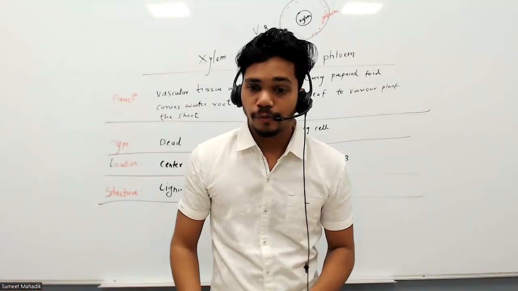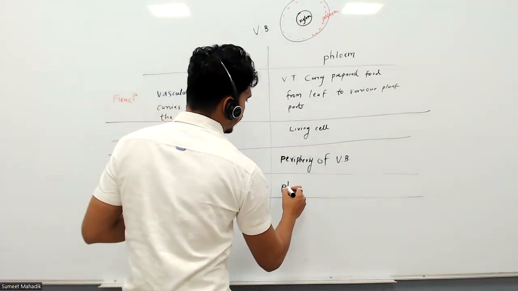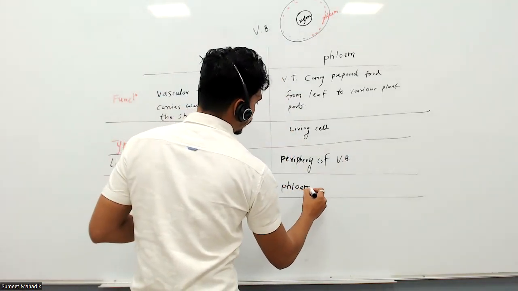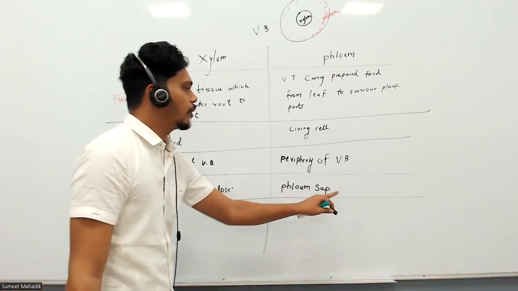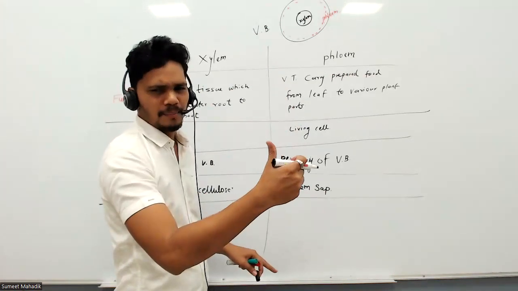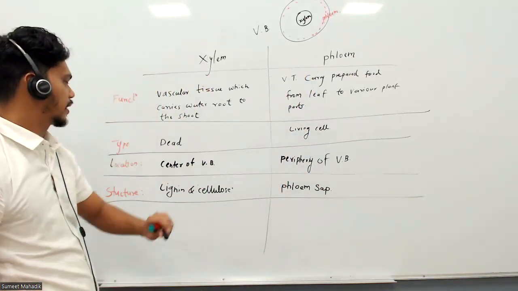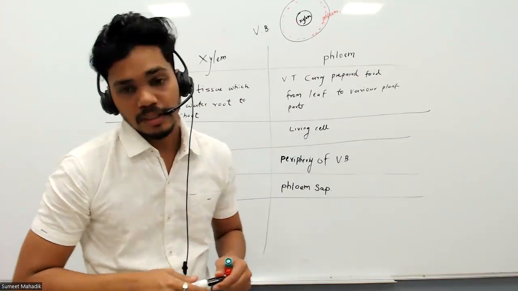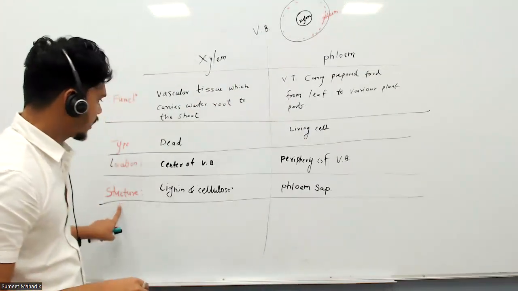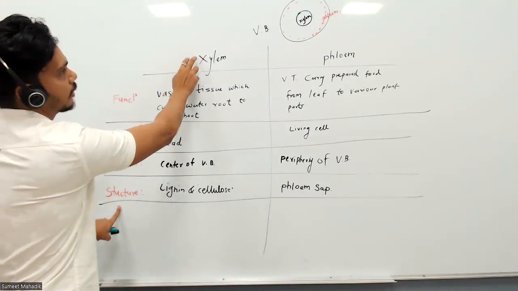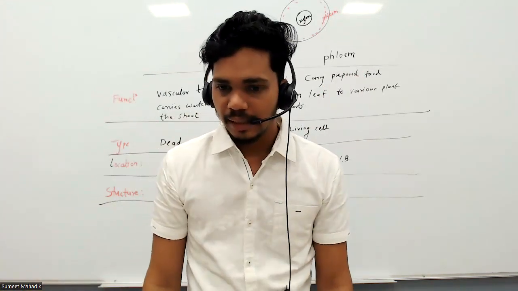In case of phloem, what will be there? A very simple one is called phloem sap. Phloem sap includes parenchyma, then fibers, everything is there, because that is a living cell. So we have just talked about the structure. Lignin and cellulose are found in xylem, phloem sap is found in phloem. Is it correct?